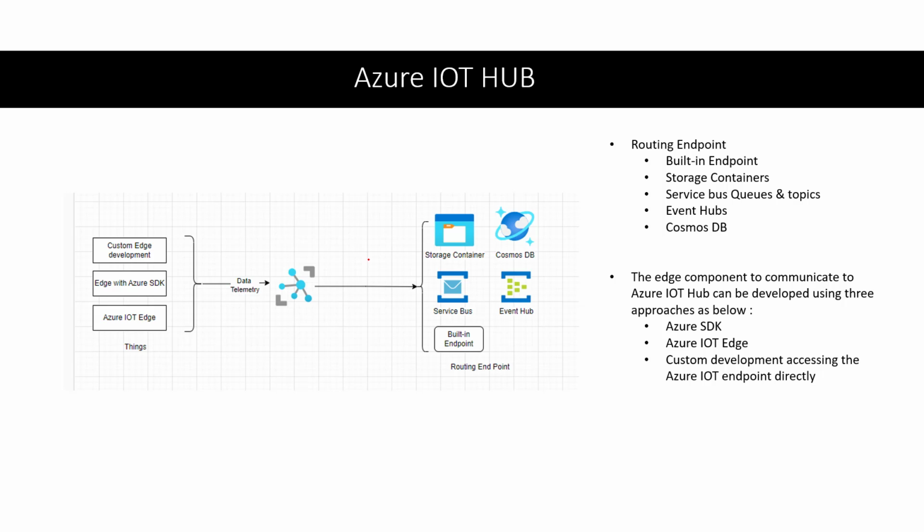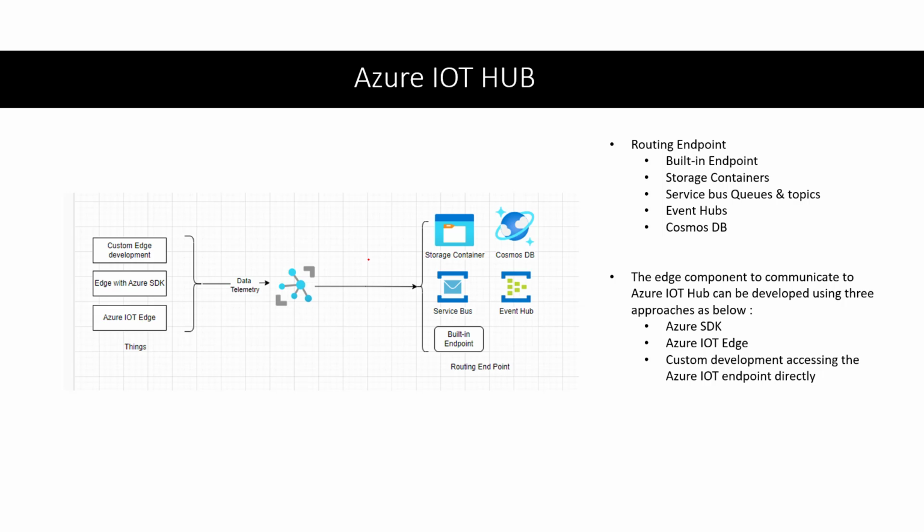And the next point is, I've got the IoT Hub has received the data. Now, where can I route this data to? So I can route this data to 5 different endpoints. So I've got a built-in endpoint. The built-in endpoint is nothing but it routes by default into an event hub. So that's called the built-in endpoint.